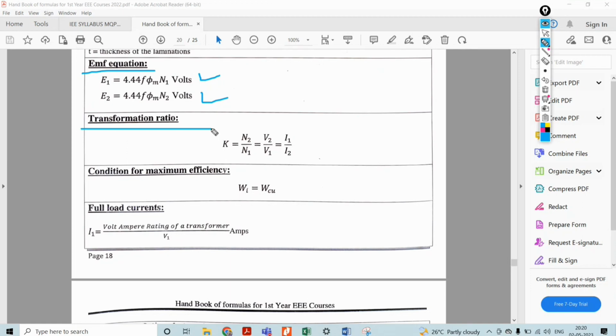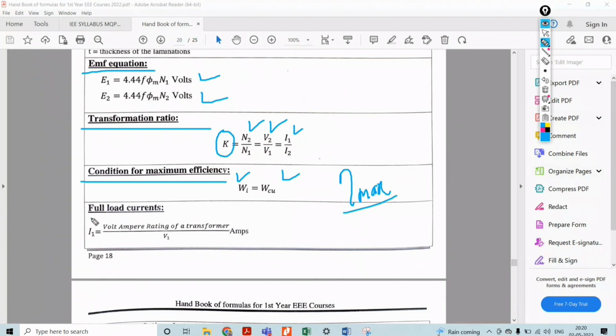Then they have asked one question with respect to the transformation ratio. Define the transformation ratio. That is N2 by N1, V2 by V1, then I1 by I2. This can be represented by capital K. Condition for maximum efficiency: practice that derivation. Whenever the iron loss is equal to copper loss, the transformer efficiency will be maximum, which is around 98%.